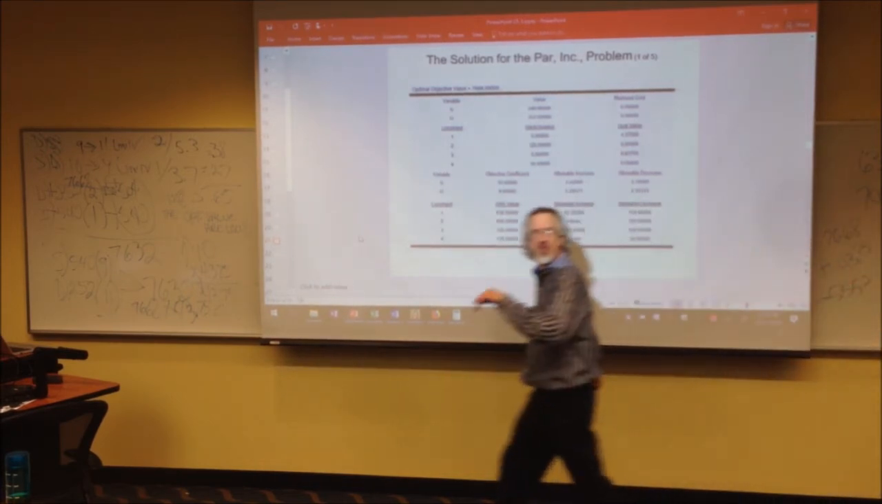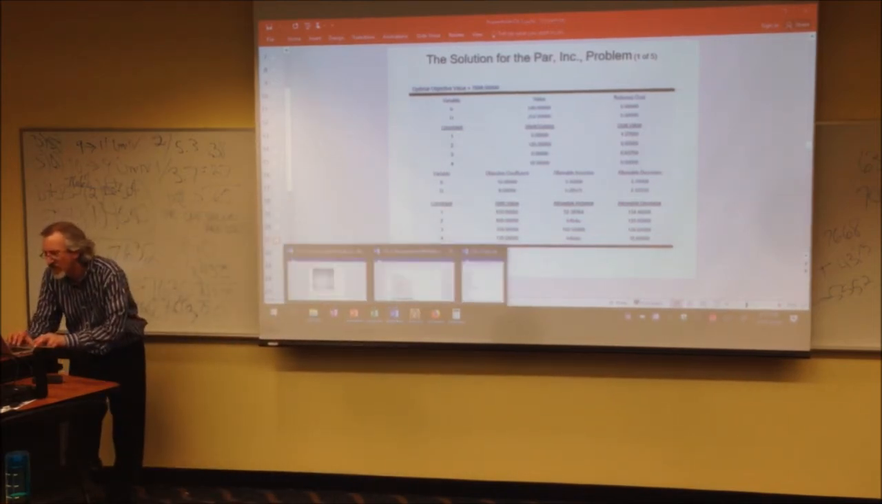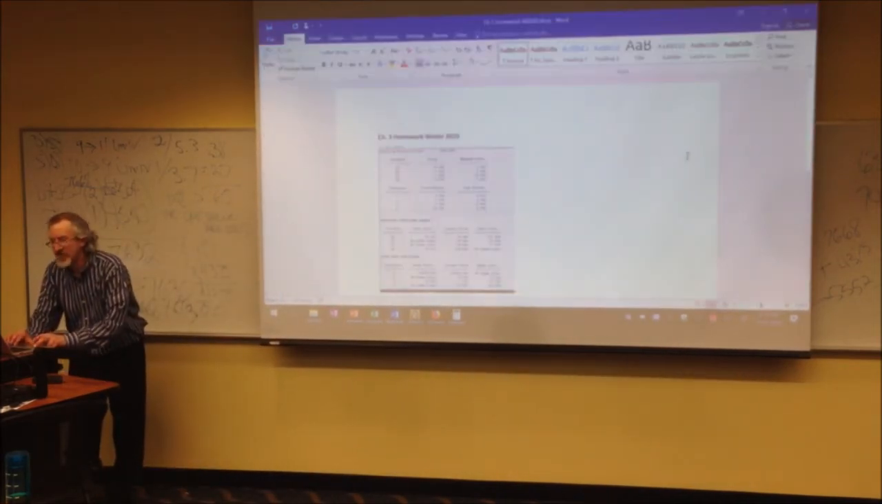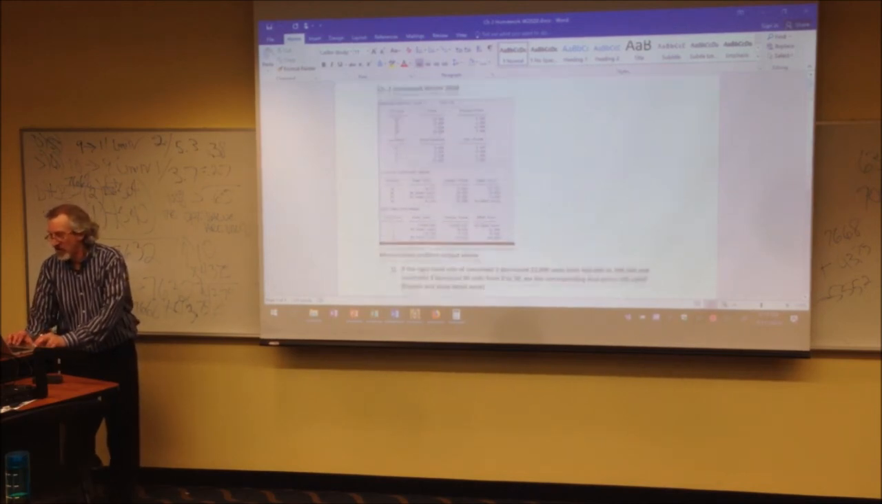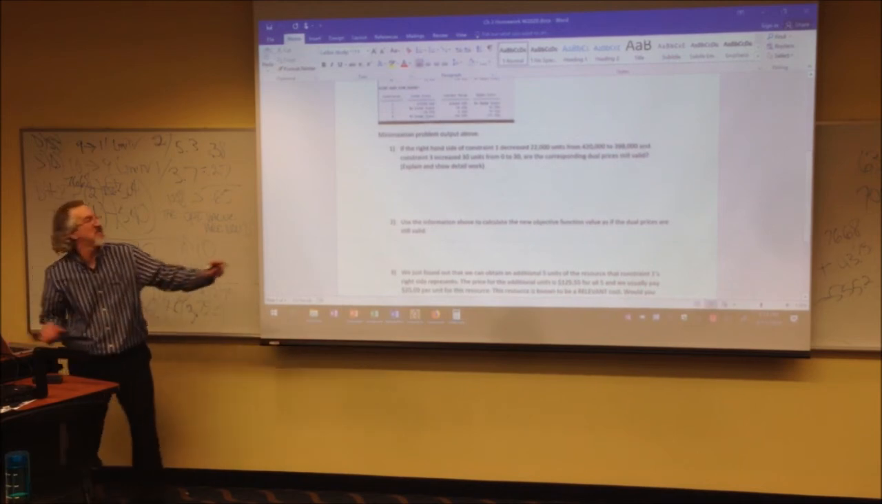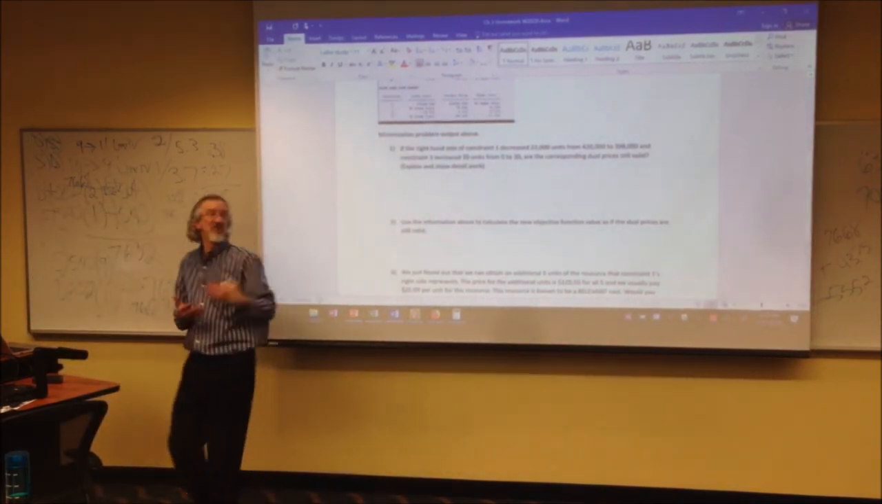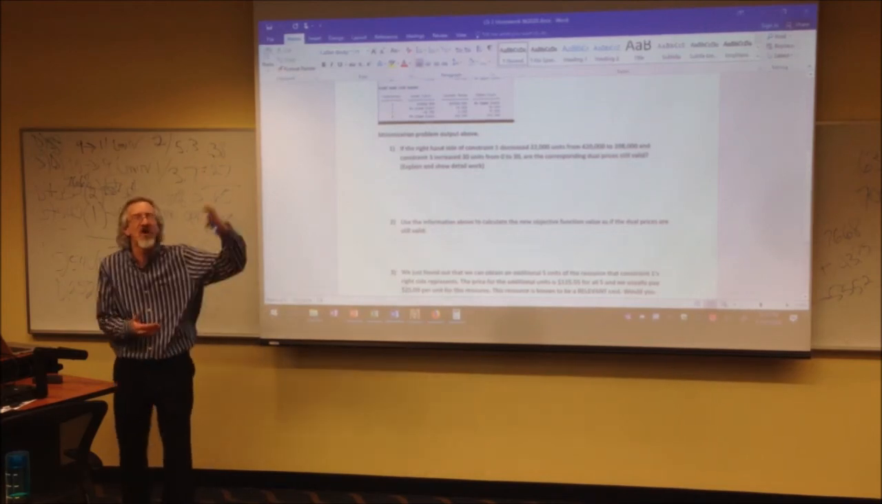I'm just going to quickly show you your homework. This is due Thursday, so you don't have as much time as usual. But if you look at this homework right here, at the very top, right below it, look at the sentence it has. It says minimization problem output above, and that will be just like a quiz. It will say something like that somewhere on there.